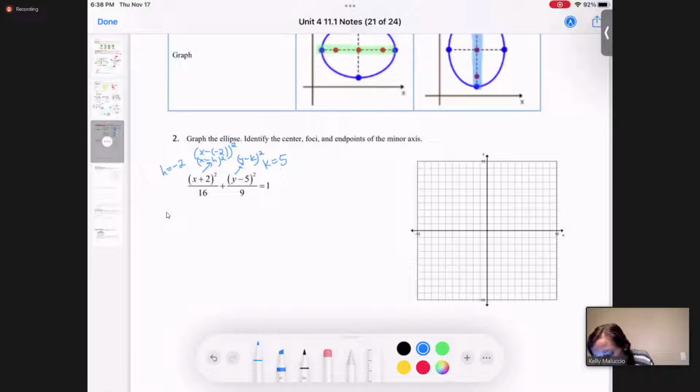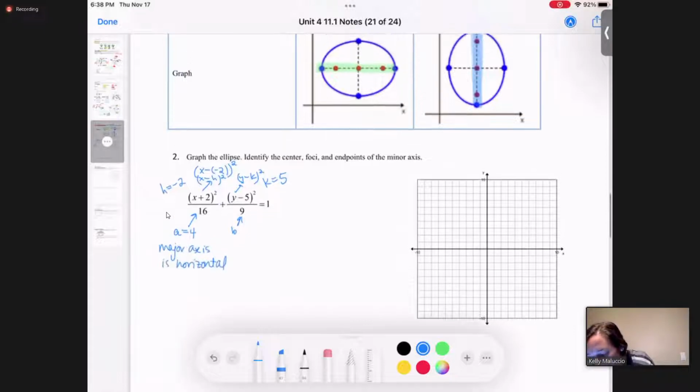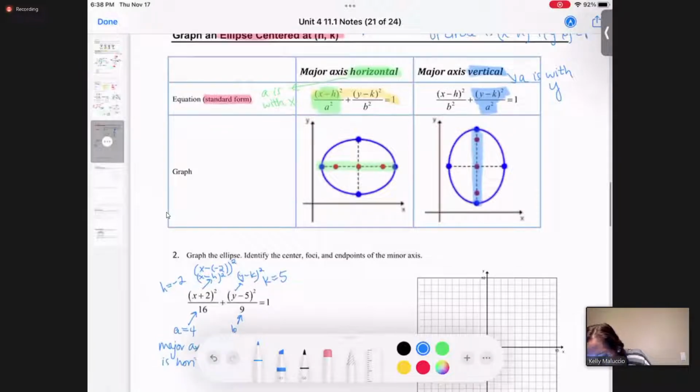And let's see, 16 and 9. This tells me that a is 4, and I know it's a because it's bigger. So the major axis is horizontal. We still have the case where a is bigger than b, which is bigger than 0.